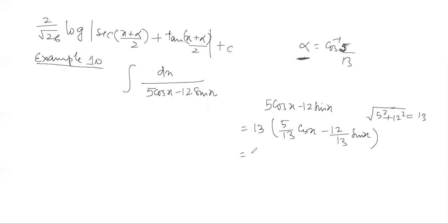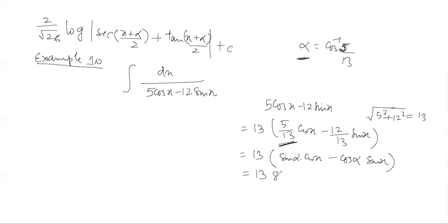The next step, we have to choose this value as either sin or cos. Here in the book it has chosen this value as sin. So this would be sin alpha into cos x minus, if this is sin alpha, this automatically would be cos alpha into sin x.